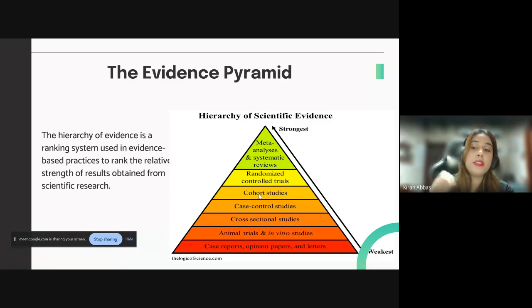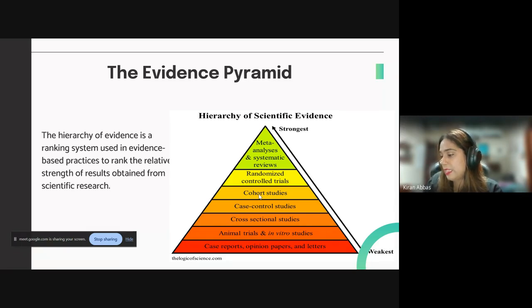And then comes the even stronger form of evidence, and that is a meta-analysis or a systematic review. Now, they sit at the top of the pyramid. They enjoy that position because of certain reasons. And I will just quickly show you with an example why that is.